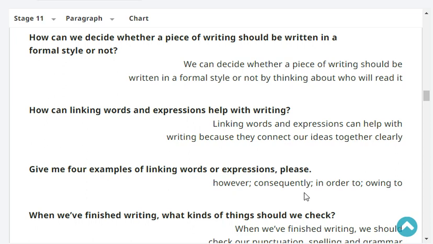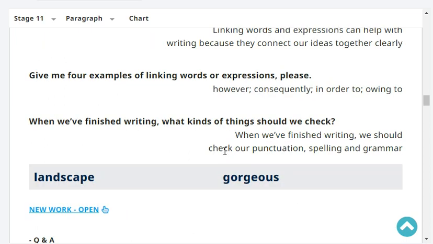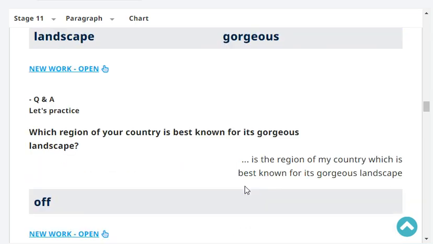Greg, give me four examples of linking words and expressions, please. However, consequently, in order to, owing to. Greg, when we've finished writing, what kinds of things should we check? When we finish writing, we should check our punctuation, spelling, and grammar. Very good.